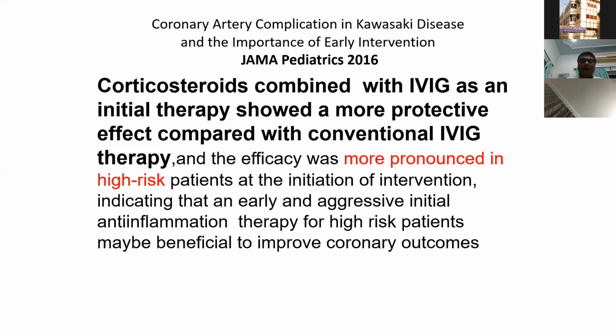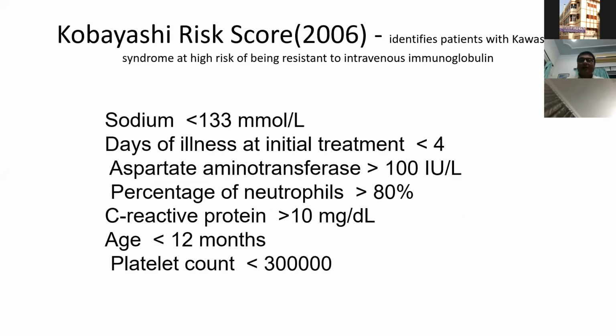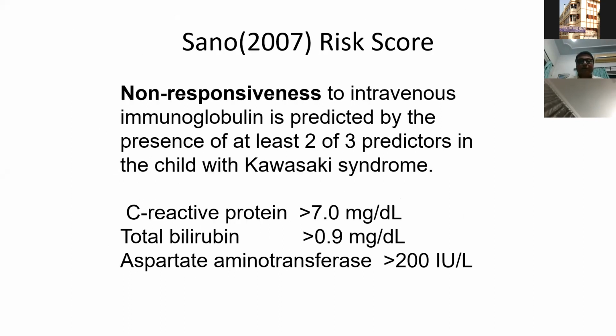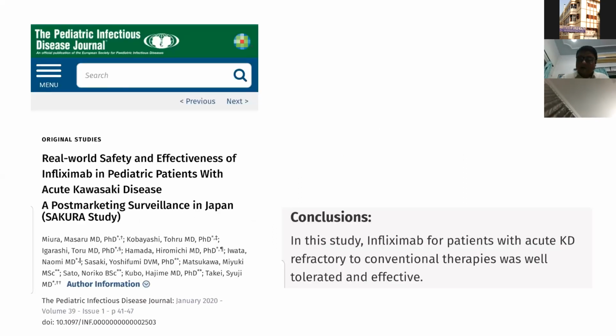Corticosteroids combined with IVIG as an initial therapy showed more protective effect, but what they say is it's more pronounced in high risk subjects. So what are the high risk subjects? There's a risk scoring system, the Kobayashi score. If you do the Kobayashi scoring, if the score is equal to or more than 5, then it's a high risk subject. Then there's a Sano score. These scores have not really been tried in the Indian population. Again, one of our PGs is currently doing a study and she's coming up with some interesting results, I think.